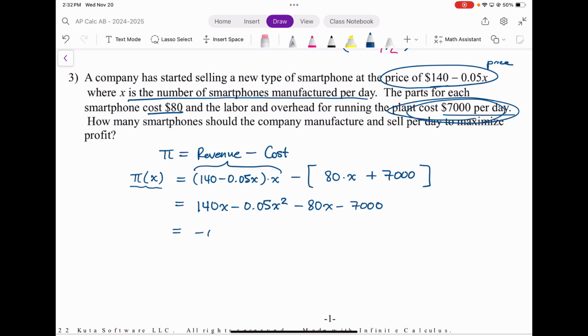Simplifying again, combine some like terms. I'm going to put this one in front, it's the highest power. 140x minus 80x should be 60x and minus 7,000. So this is my profit function as a function of x, the number of smartphones. Okay, now we do our typical extrema stuff.